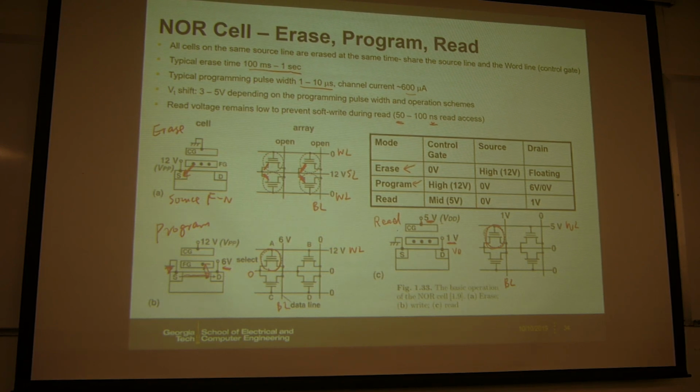So for the program, you said you need 2L for the channel length. Yes. Is it better if you have 1L? You have even more electric field, a larger electric field. Then you have more electrons going in. You may break down your device, because 5 volts or 6 volts is very large. So this is the operation principle for the NOR flash.